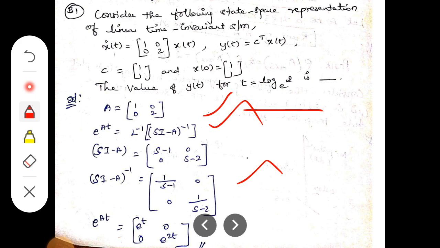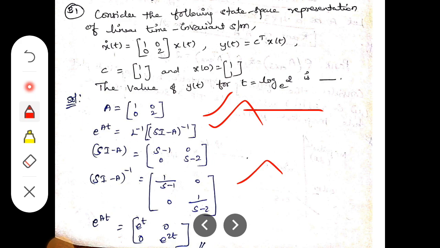So S minus A will be considered as e power plus. In case S plus A means e power minus. So it will be 1 divided by S minus A, replaced as e power t. Similarly, S minus 2 replaced as e power 2t. This is the value of e of t, but we want y of t at the time function of log e 2.